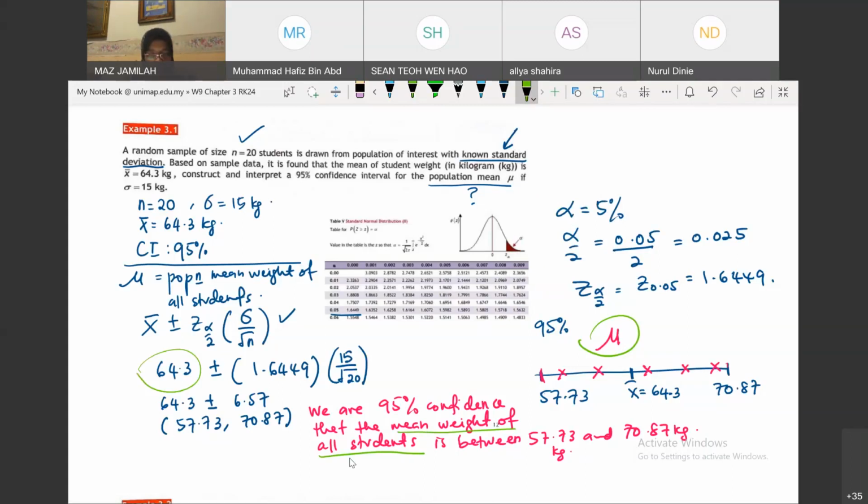I hope you have the understanding that I have my x bar, and by using my x bar, I can make inference for my population mean, that is mu. If I'm talking about a confidence interval, this is how we do the estimation of the mean. Okay, class? So far, okay?